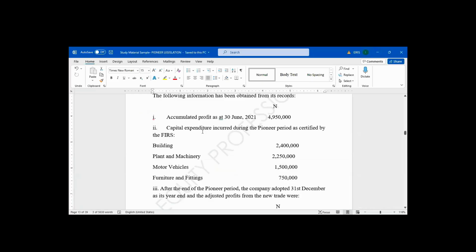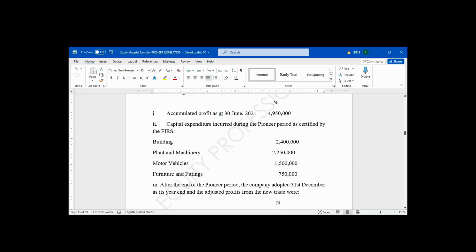So when do we assume this qualified capital expenditure was incurred? During the pioneer period. The date is after the pioneer period, which is 1st July 2021, the first day of the post-pioneer period. In the first year of assessment, if we want to claim annual allowance, how many months are we going to claim in 2022 year of assessment? 6 months, sir.